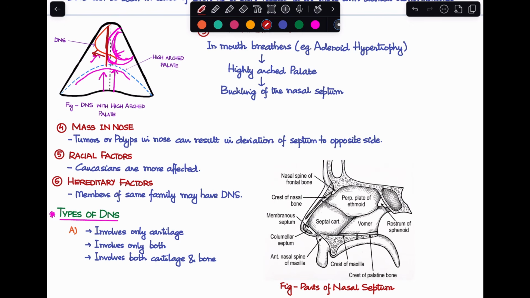Leading to DNS. Then we have mass in the nose and some racial and hereditary factors. Now let's discuss what are the different types of DNS. We can talk about the different types of DNS in 3 classifications.